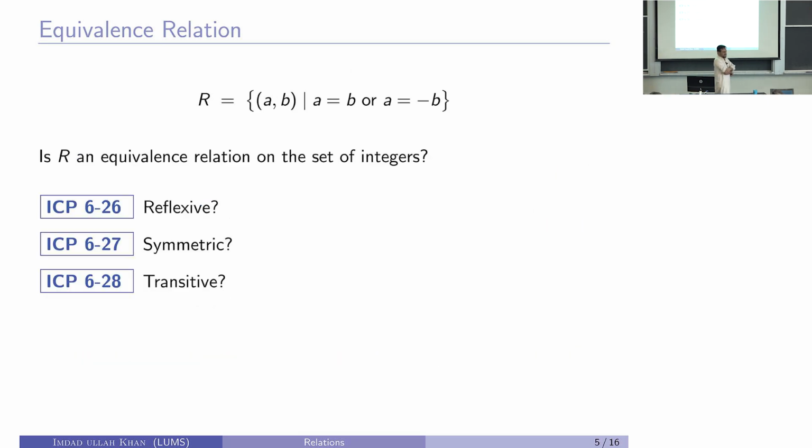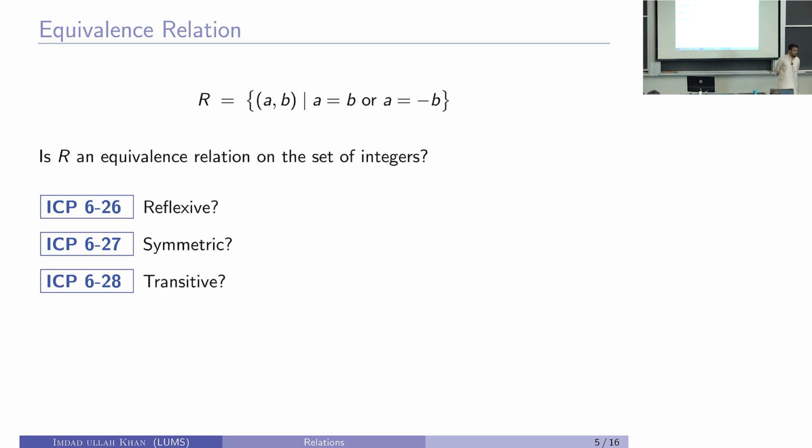Look at this relation. This is what we used to call the absolute value relation, right? Last time or the time before. Is this an equivalence relation? Is this a reflexive relation? Yes. Why? Because every number is equal to itself. So it is a reflexive relation, right?